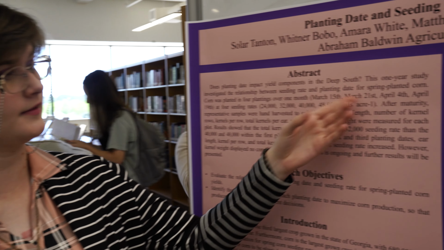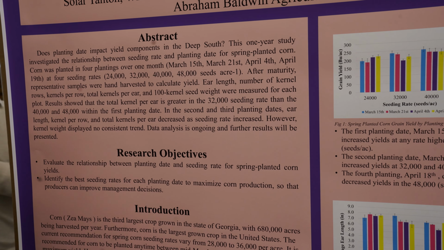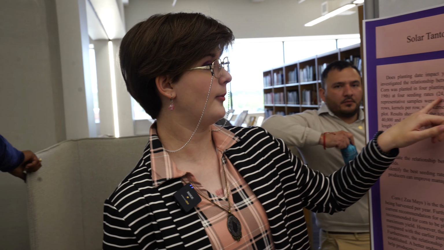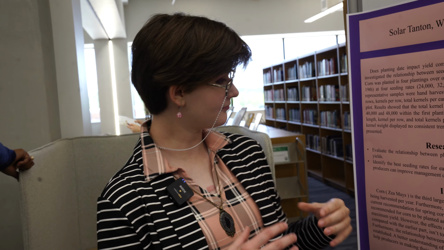Essentially what our experiment boils down to is that we had 4 planting dates, March 15th, March 21st, April 4th, and April 19th. And we had 4 seeding rates within each of those planting dates. Those are how many seeds are planted per acre. So we had 24,000, 32,000, 40,000, and 48,000.